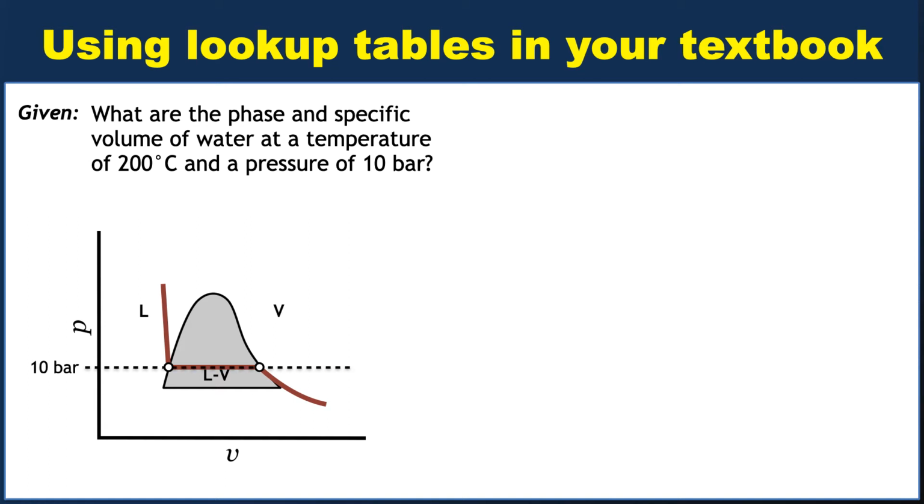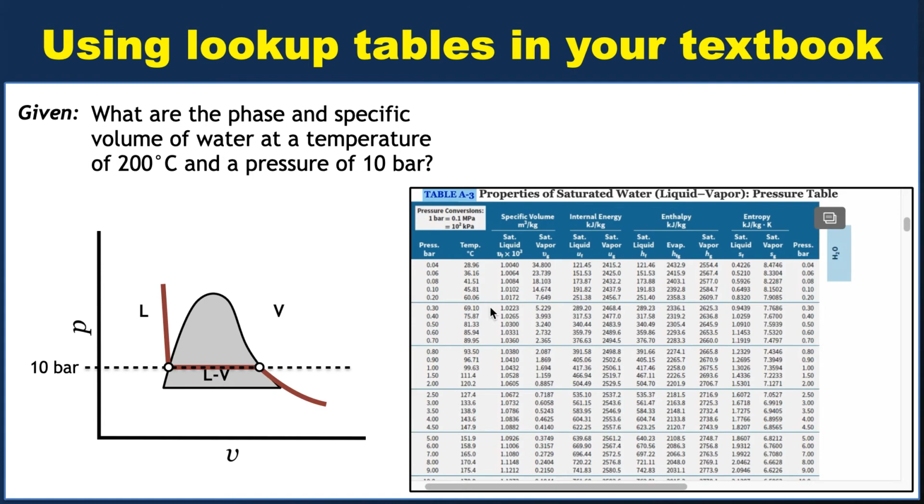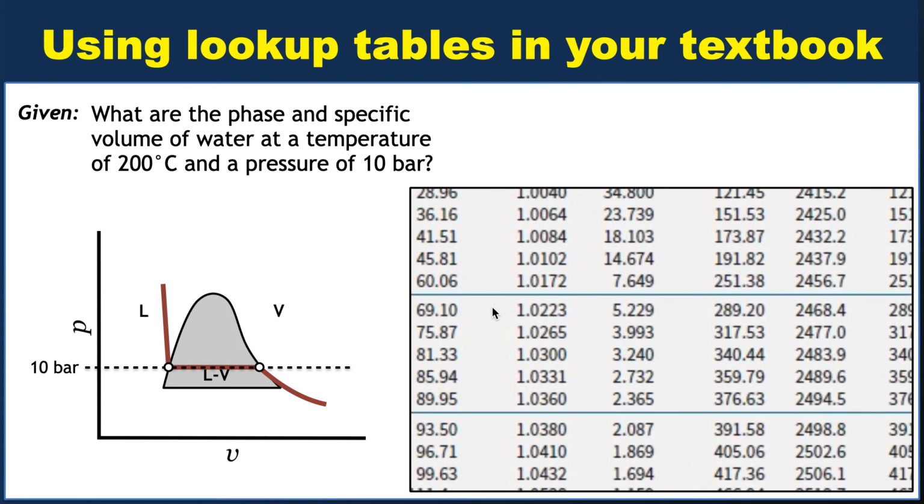Let's draw in an isobar, which on a PV plot, remember, is a horizontal line for 10 bar. And now we'll go through exactly the same exercise. We'll look in the index to tables first. And we do that, but now we want the pressure table. So that's table A3, it's water, the pressure table. And we'll look up 10 bar.